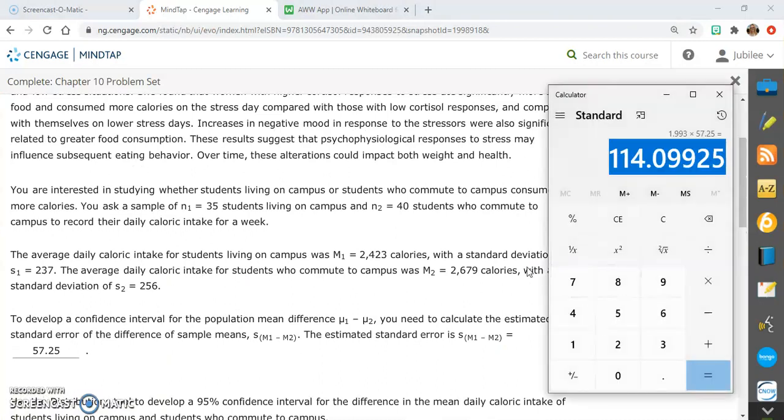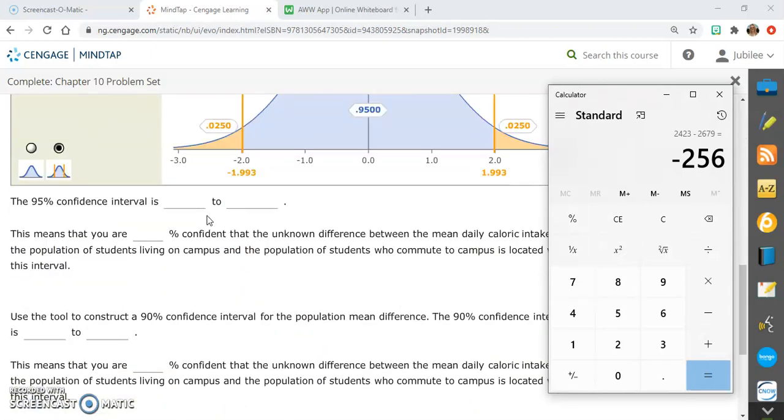Okay, so let me find my mean difference. So here's one mean, here's the other mean. So I'm going to do 24.23 minus mean 2 of 26.79, and I end up with this mean difference, negative 256. So my confidence intervals are my mean difference minus the interval I calculated a minute ago and plus the interval I calculated a minute ago. So first let me do the minus, and I get negative 370.